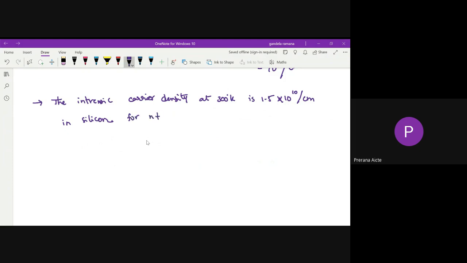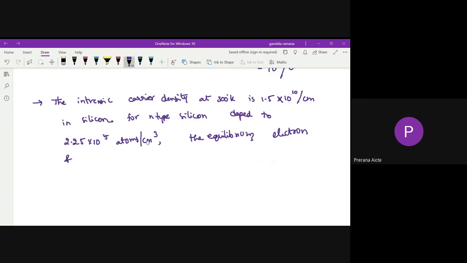For n-type silicon doped to 2.25 × 10^15 atoms per cm³, the equilibrium electron and hole concentration is how much?